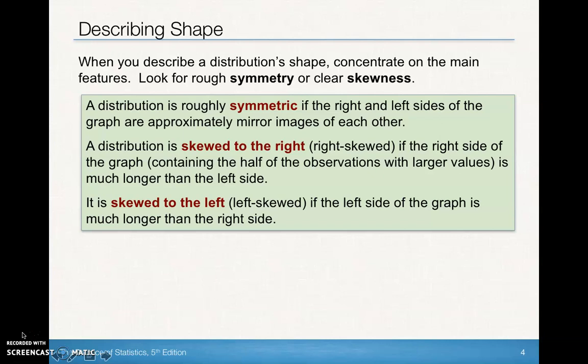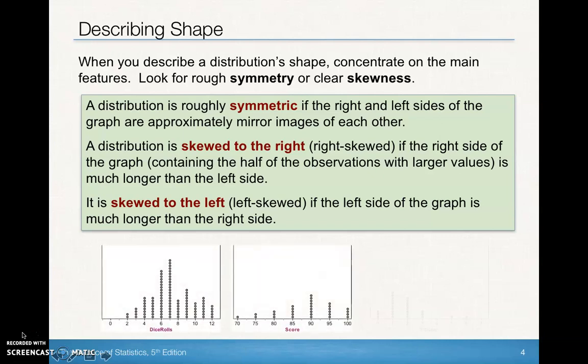And then you could have a skewed to the right graph. A skewed right graph means most of the data is on the left and you have a tail on the right, and we'll see a picture of that in a second. And then a left skewed graph is when the tail is on the left, so it's skewed to the left because the left side of the graph has fewer points than the right side of the graph.